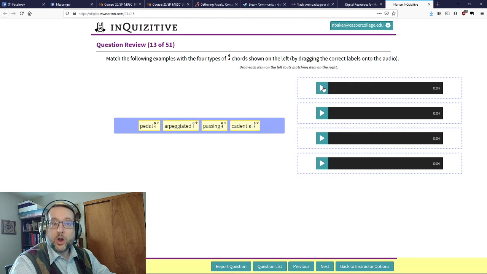What are we listening for? We're listening for the bass. What is the bass doing? Is the bass arpeggiating? Then we've got an arpeggiated 6/4 chord. Is the bass staying the same? That's pedal. Passing. Is it in a cadence? Is it going like sol, sol, do? Then we'll know we've got a cadential 6/4 chord. And you can tell what all 4 types are by listening to the bass. Harmony is all about that bass.